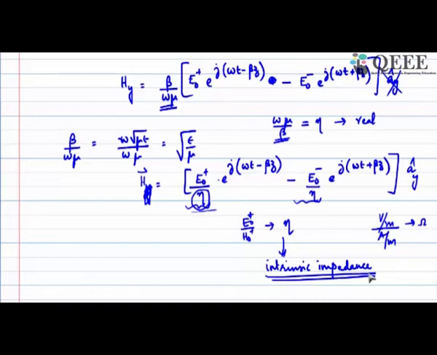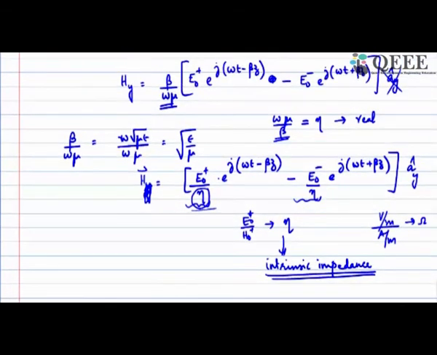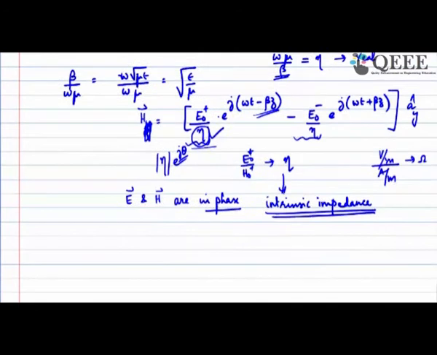Now the intrinsic impedance is a real quantity, which means that E and H are in phase. What does that mean? If this was a complex number, then I should have written this as E magnitude of eta times e power j some theta, and that would have appeared here, which means that my E and H are out of phase. But in this particular case, eta turns out to be real, so my E and H are in phase.